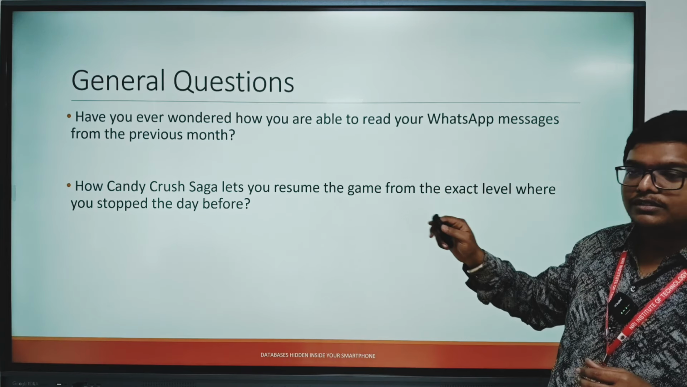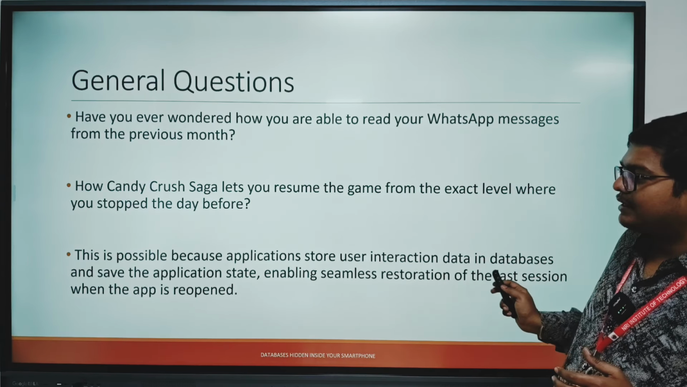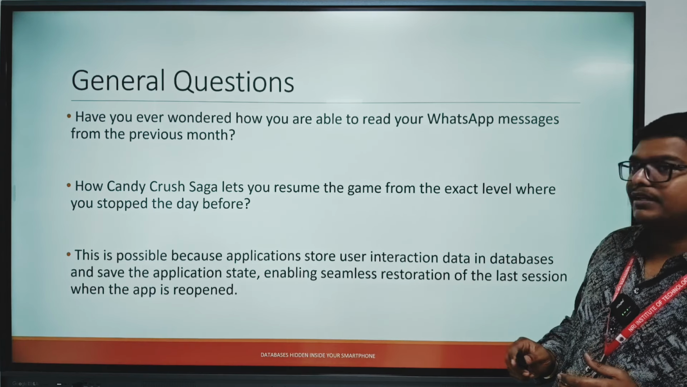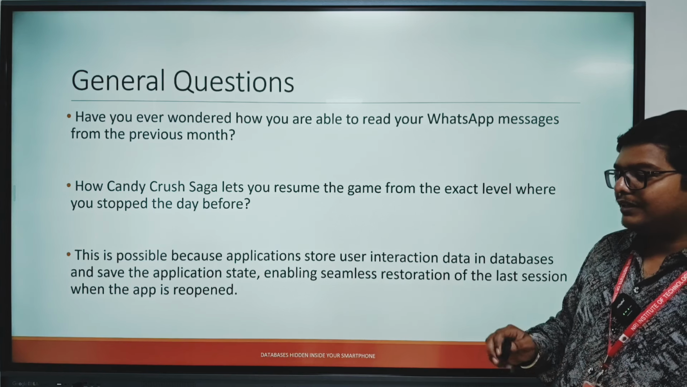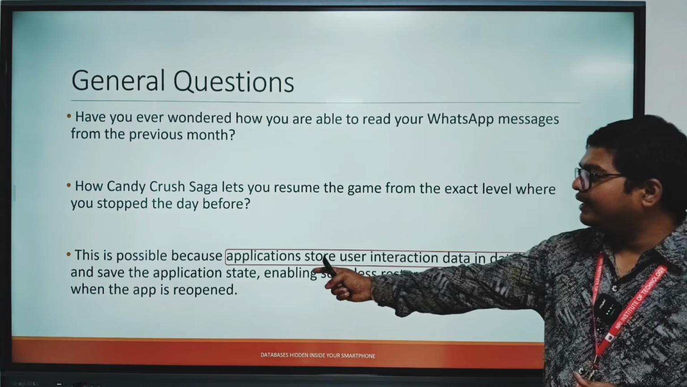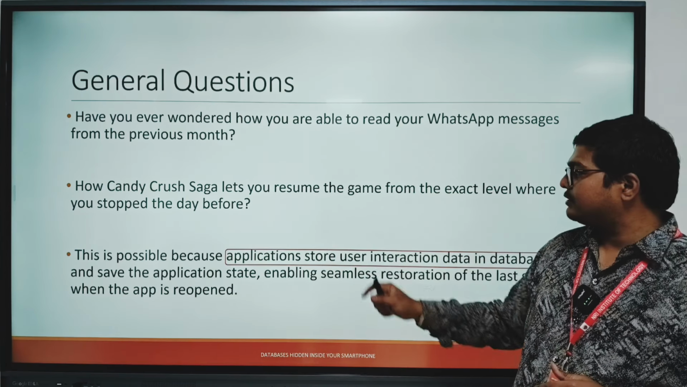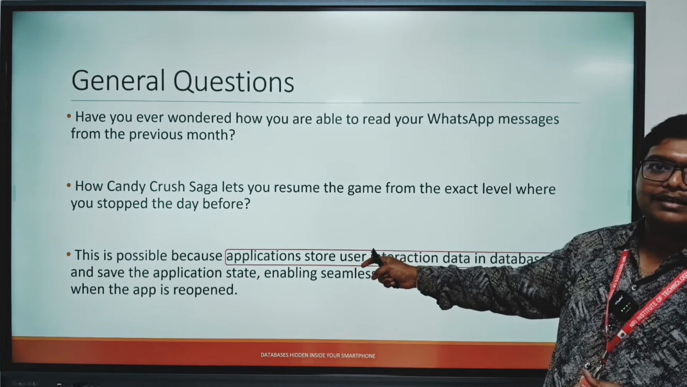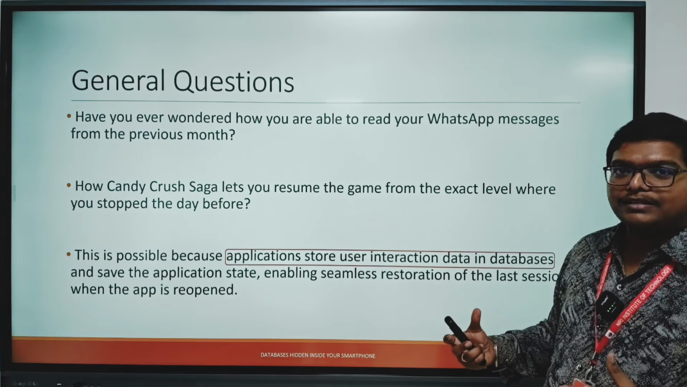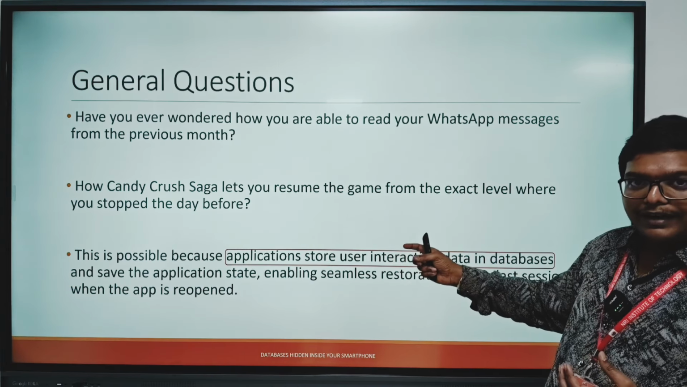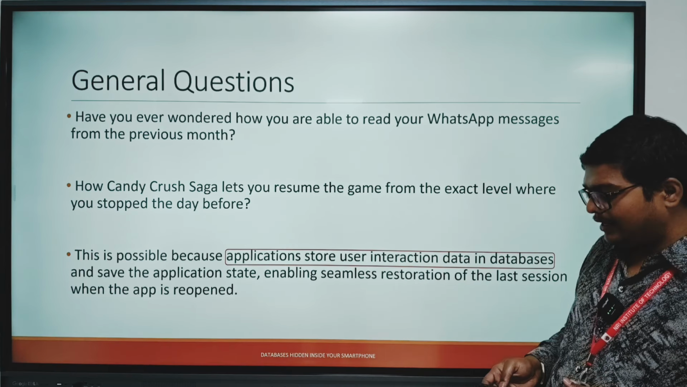The solution to these questions is, this is possible because applications store user interaction data in databases and save the application state, enabling seamless restoration of the last session when the app is reopened. So in the next 10 minutes, our focus is on how applications store user interaction data in databases. The applications are the mobile applications, followed by the user interaction data. Each time a user interacts with a mobile app, different kinds of data are being generated. We will see what the different kinds of data that get generated are, and what the different databases are that we use to store such user interaction data.